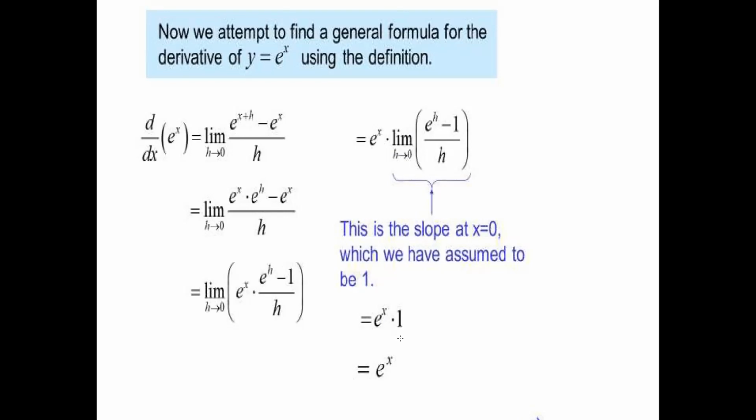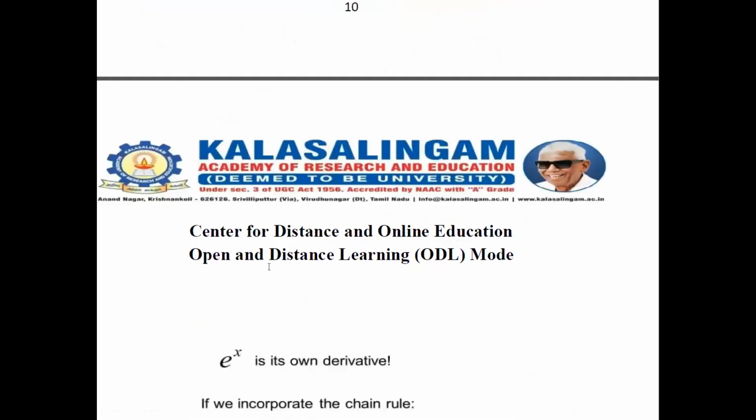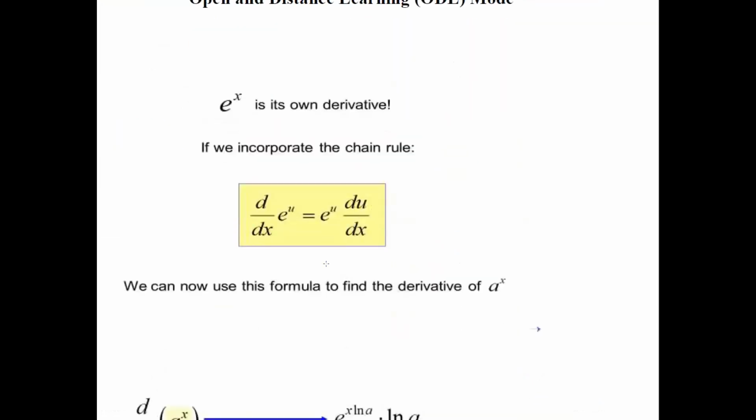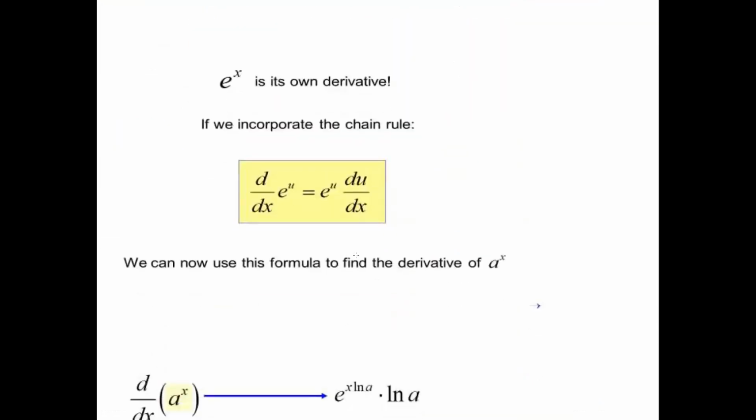So if you continuously differentiate this function, the function will not change. So e to the power x will remain the same upon derivative up to any order. So this is a very interesting example. Now, as I was discussing, e to the power x is its own derivative.